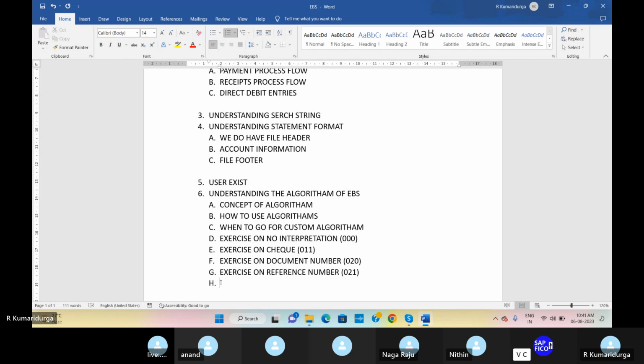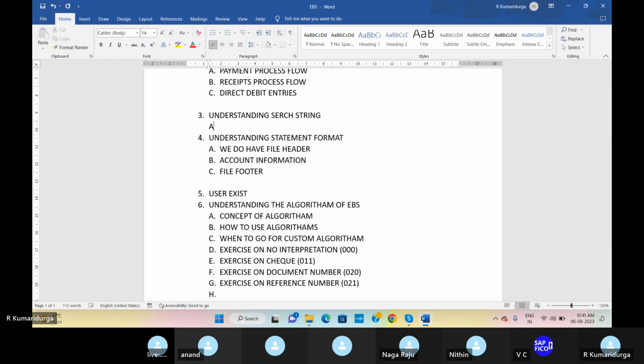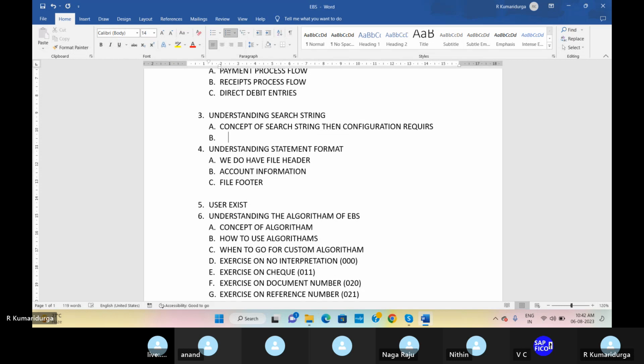The next one, ma'am, under the third point: concept of search string. Then configuration required for such string, and three practical exercises. What are those three practical exercises? We will discuss them. Okay.